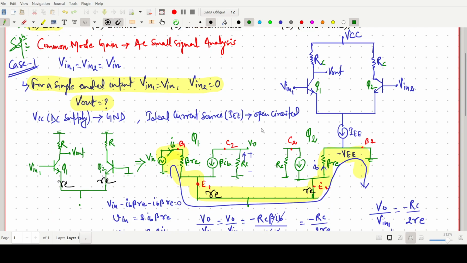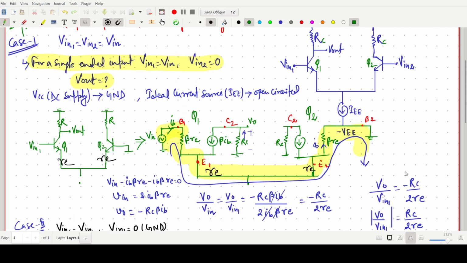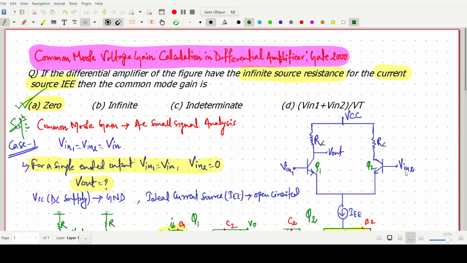So how do we solve it? It is very simple. We just have to use the concept like that, and we can achieve the result. This is all about this question.